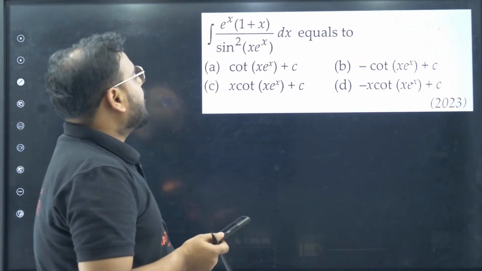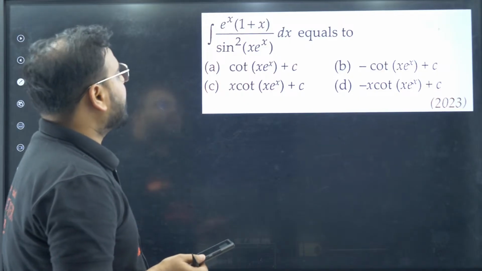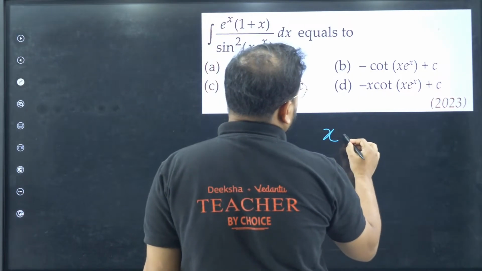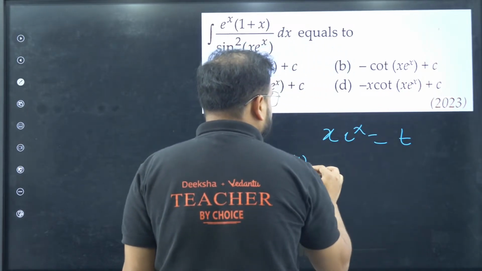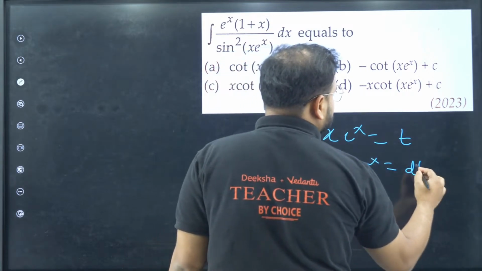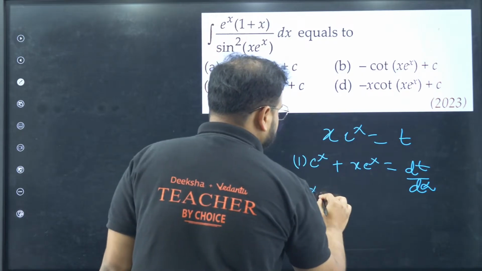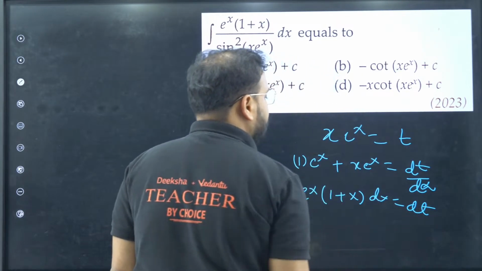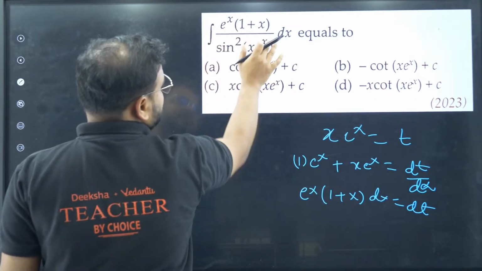The integral of e power x times 1 plus x with dx, of course, divided by sine square of x e power x. This is a very simple question actually. If you take this substitution, x e power x as t, the derivative will become what? 1 times e power x plus x e power x equals dt by dx. Here e power x is common, so e power x 1 plus x dx equals dt. Now simply use this in the numerator, please check.